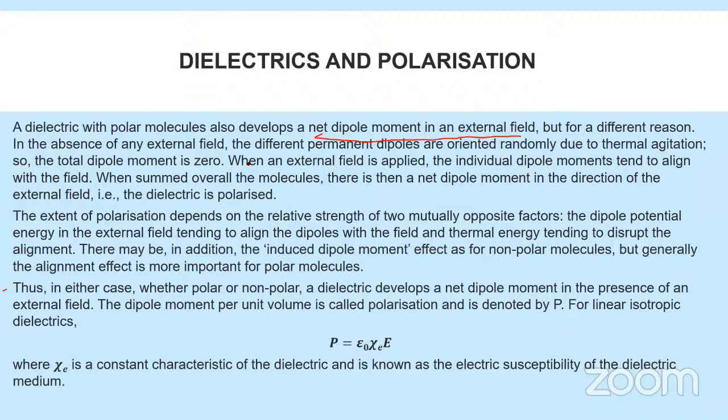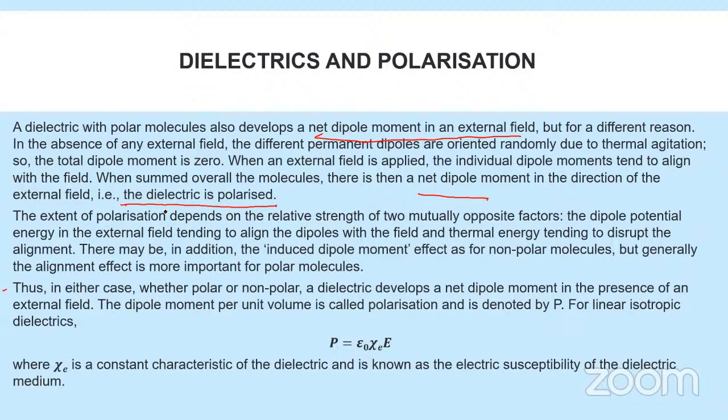In the absence of any external field, the different permanent dipoles are oriented randomly due to thermal agitation. So the total dipole moment is zero. Okay, so when an external field is applied, the individual dipole moments will try to align with the field. So when you sum over all the molecules that are present, the net dipole moment will be in the direction of the external field. Okay, so then you can say that the dielectric is polarized.